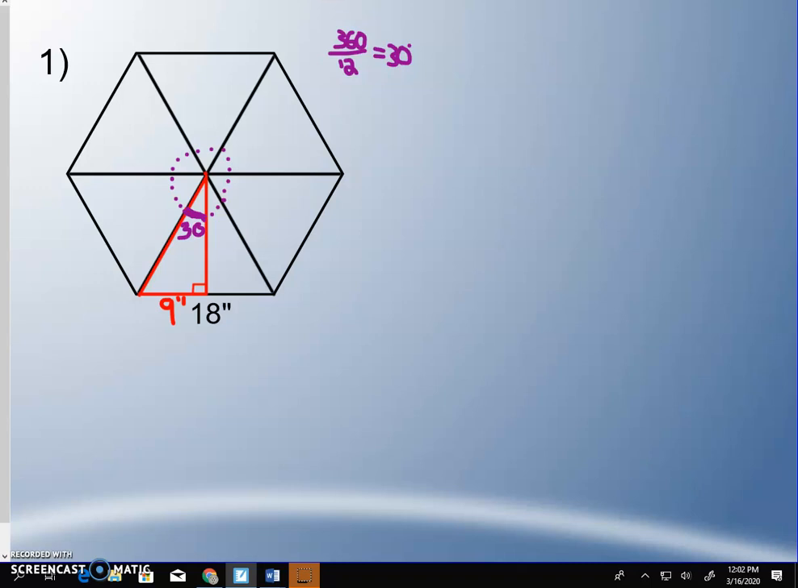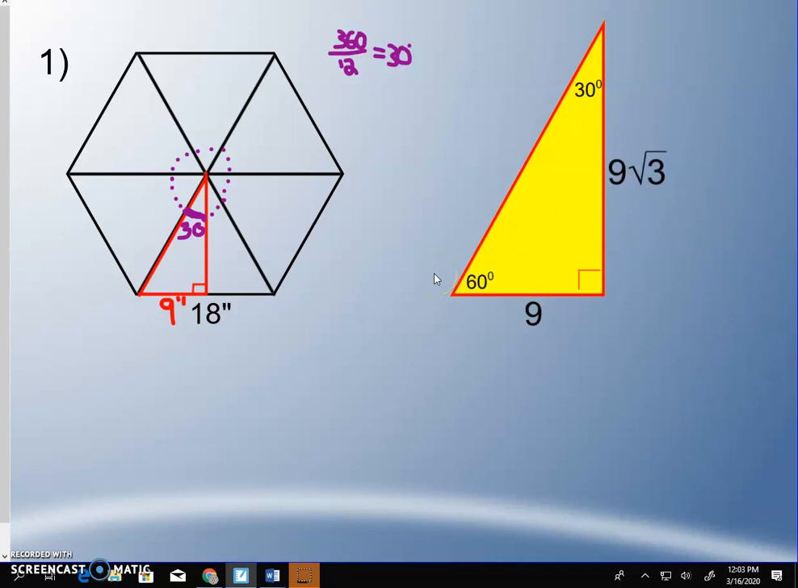I think these fundamental triangles are important enough that what we want to do every time is not only sketch them in our regular polygon, but blow them up over here like this. And so I have this 30, 60, 90 right triangle where this side is 9. Now, hopefully you remember your 30, 60, 90 degree relationships, and this side here would be 9 radical 3.